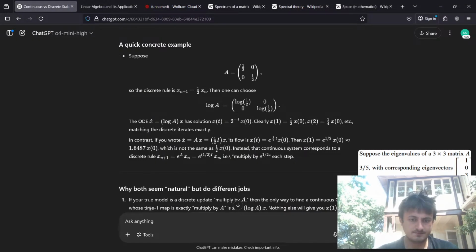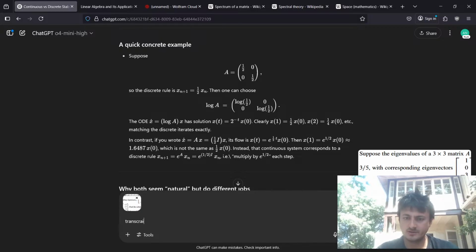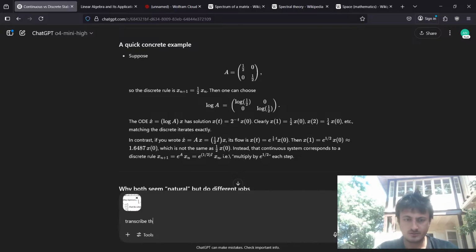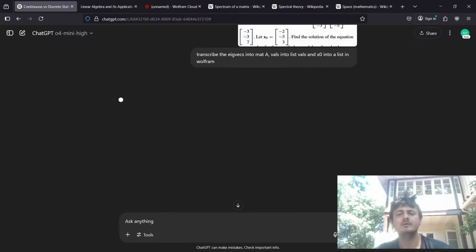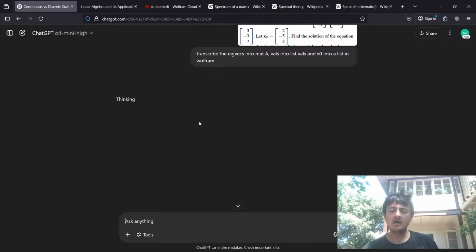transcribe the vex into mat A, vals into list vals, and x0 into a list in Wolfram. I know what you're talking about.